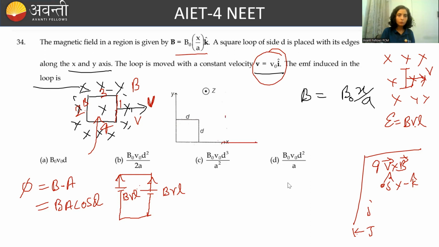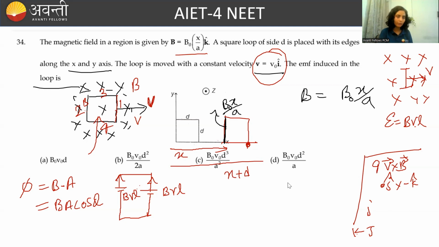Suppose this loop moves and reaches here. So it is at distance x, suppose, and then this will be at a distance of x plus d. So what is the EMF induced in the first arm? What value of B will you take? B naught x by a, because here the magnetic field will be this, at distance x, into v into L, which is d. Now at this end, what will the EMF induced be? B naught, the distance at which this is, x plus d, divided by a, into v into d.